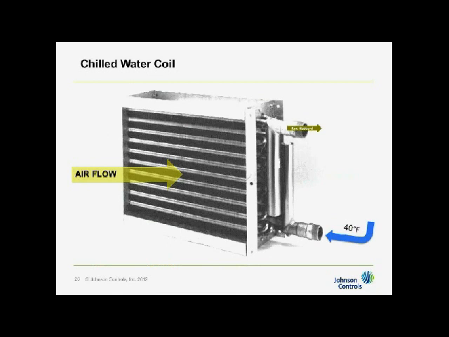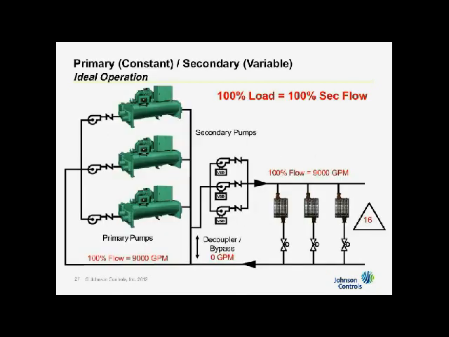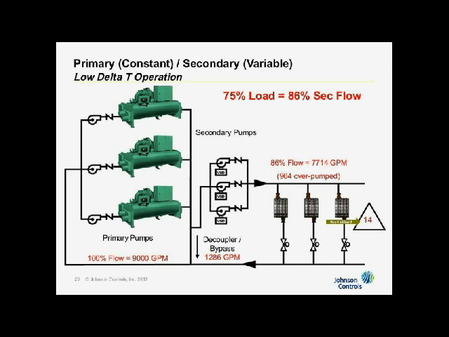Okay? So now let's take a look at what that means. Under ideal operation, as you saw before, 100% load is equal to 100% flow. And delta T is 16 degrees. Okay? Now, when I'm at 75% under ideal operation, 75% load means 75% flow. But what happens when I have low delta T? Meaning I don't have 16 anymore, I got 14. Now 75% load is equal to 86% secondary flow.